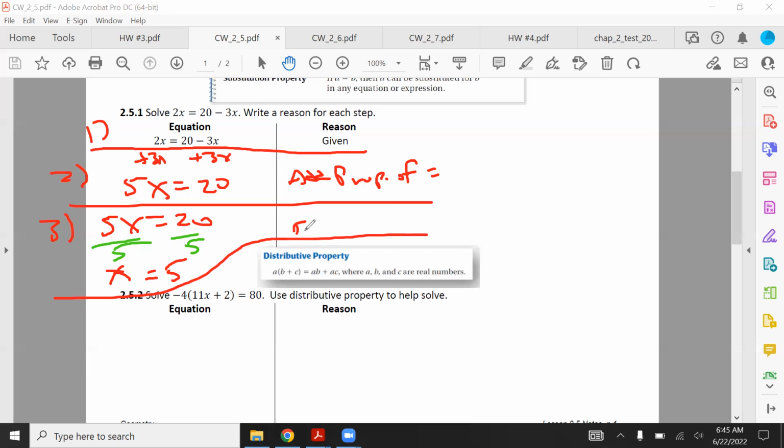And that's division property of equality. So what you want to do is show what you're doing in terms of what you're doing to both sides, and then what the result is within the same step. So that's just, we call it a 3-step proof. So this is a proof, believe it or not, because you're proving why x has to equal 5.